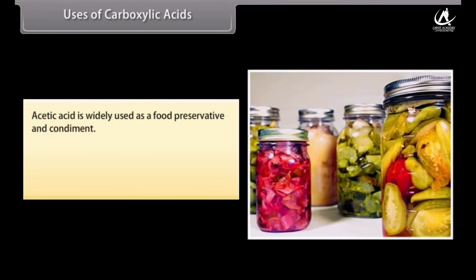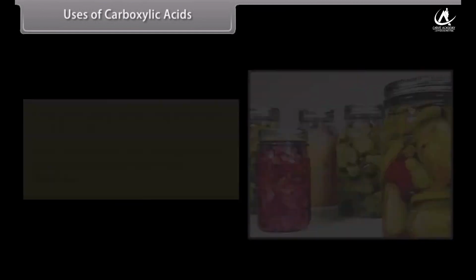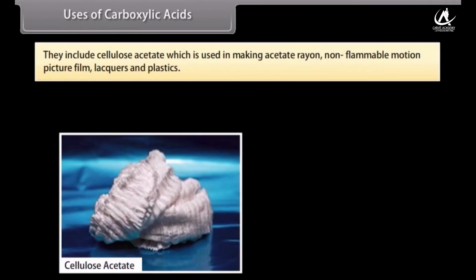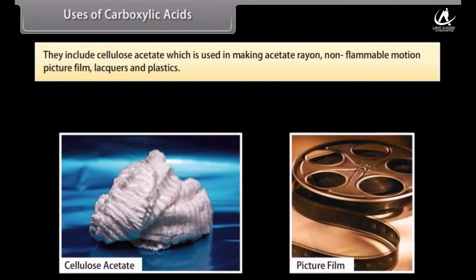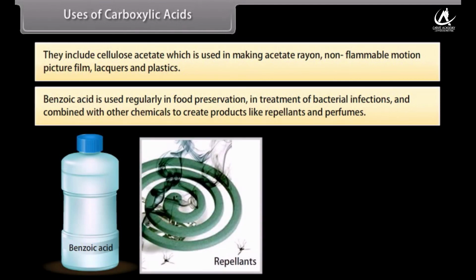Uses of carboxylic acids. Acetic acid is widely used as a food preservative and condiment. Acetic acid reacts with other chemicals to form numerous compounds of commercial importance. They include cellulose acetate, which is used in making acetate rayon, non-flammable motion picture film, lacquers, and plastics. Benzoic acid is used regularly in food preservation, in treatment of bacterial infections, and combined with other chemicals to create products like repellents and perfumes.